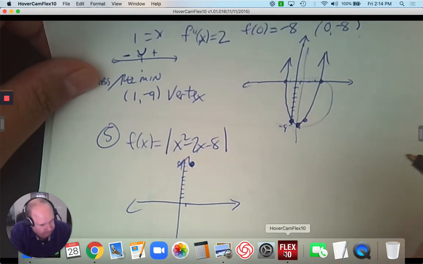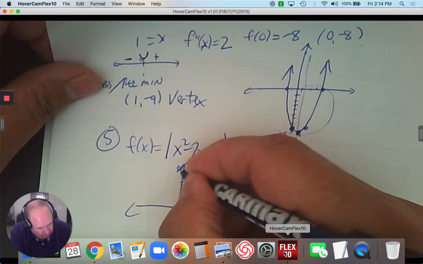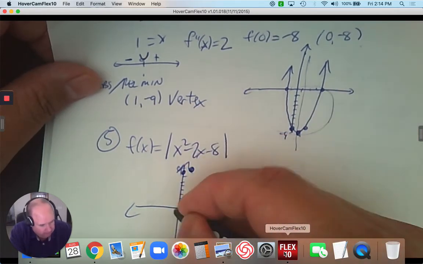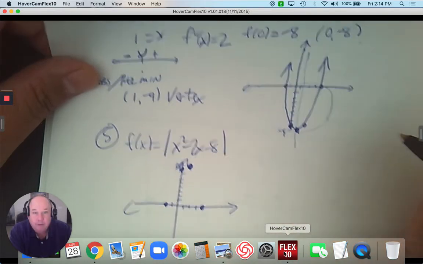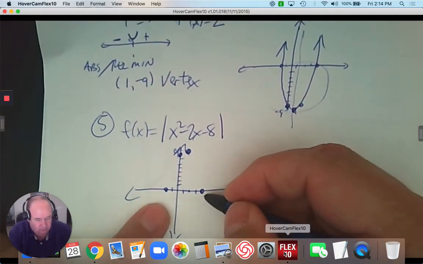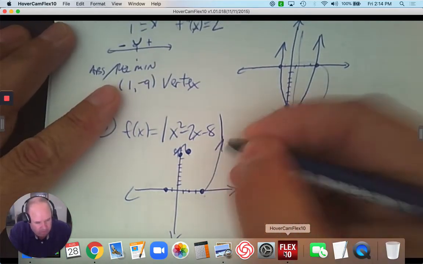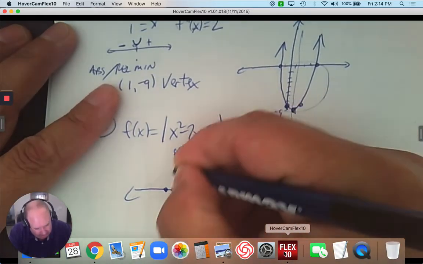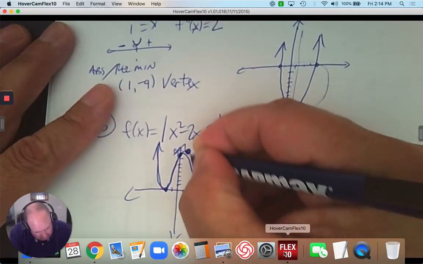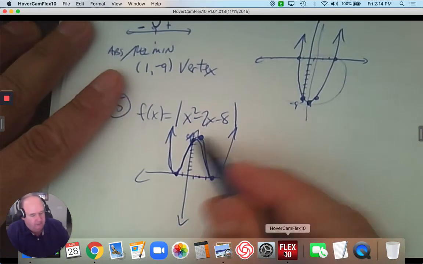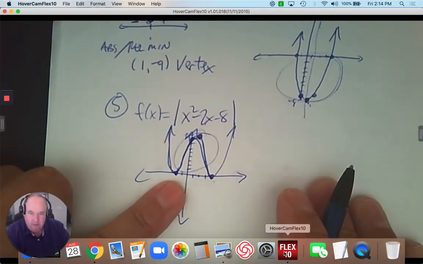So at 0 and negative 8 becomes 0 and positive 8. But these intercepts, which are at negative 2 and 4, they stay, because the answer 0 stays on the axes. But how would it look? So I just want you to make sure that you understand that the parabola is reflected up. So it kind of looks like a W. But this part that was below got reflected up. That's what it looks like.